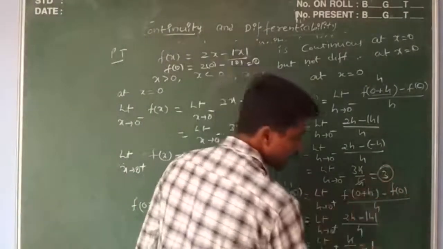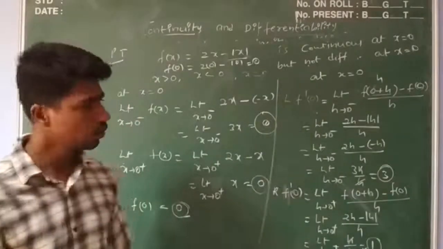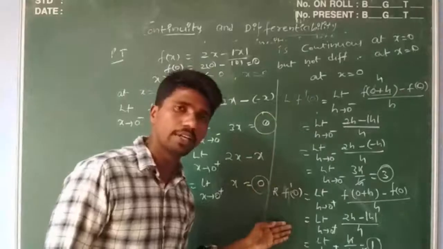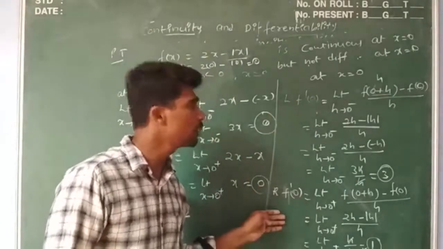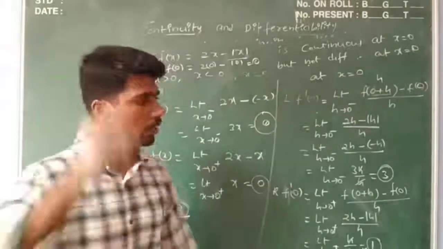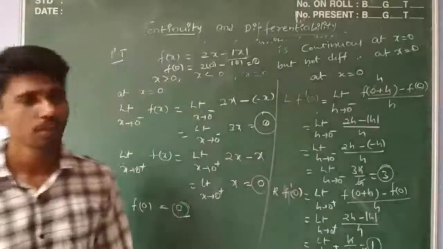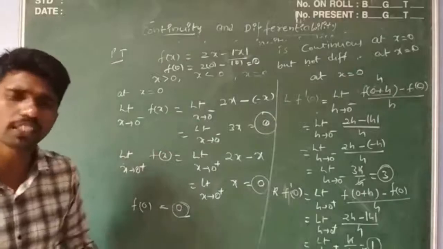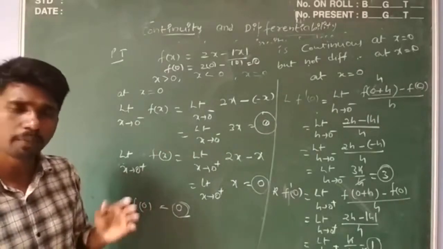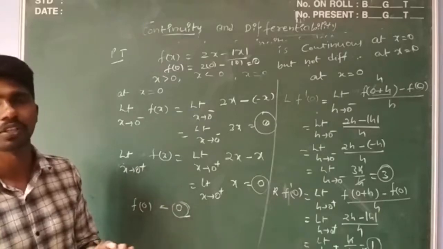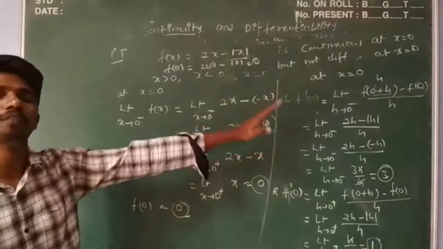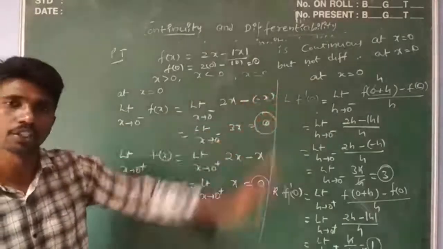So what is the left derivative? 3. What is the right derivative? 1. So what we observe from this is that the left derivative is not equal to the right derivative. Then we can say the derivative of the given function at x equal to 0 does not exist. So from this we can give one more conclusion: if the function is differentiable, then it must and should be continuous. If it is continuous, it may or may not be differentiable at the given point.